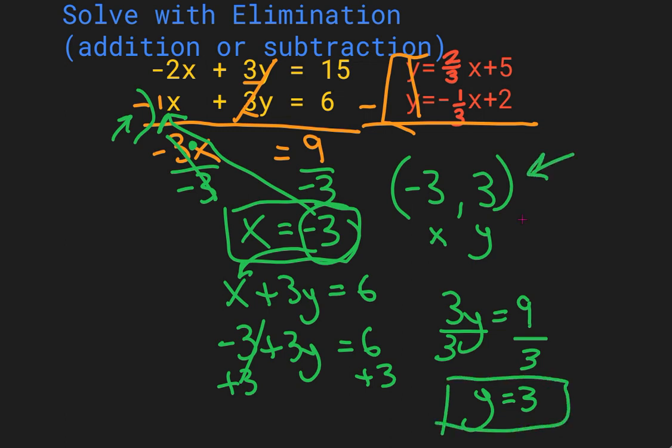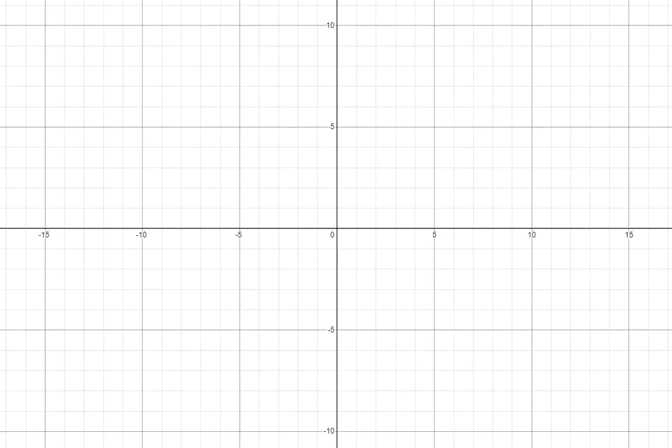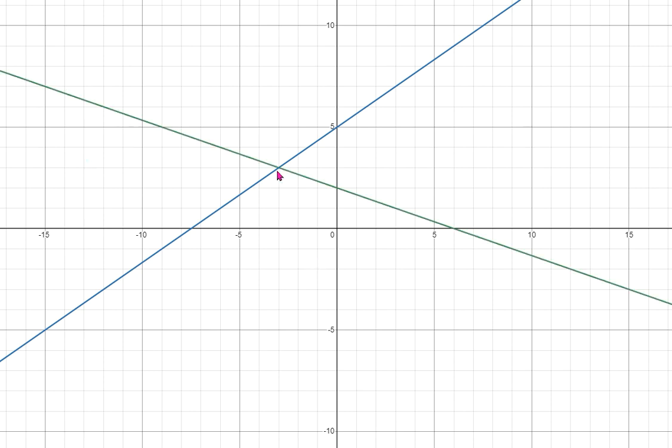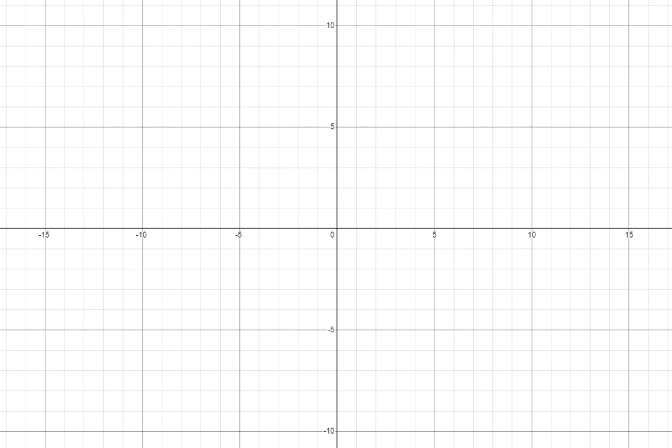And this is the point where they should cross. I'm going to go run over to Desmos and find out, did I get it right? So I'm going to graph the first one. I just type it in using x's and y's. And I type in the second one, see where they cross, and negative 3 comma 3. I did it. I got them right. That's how I check my answer.